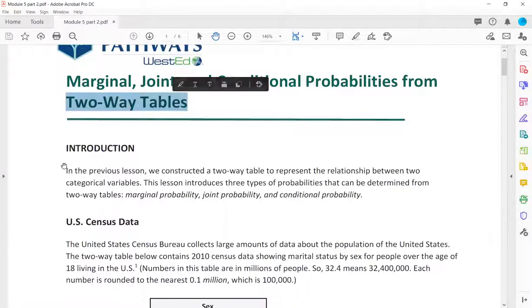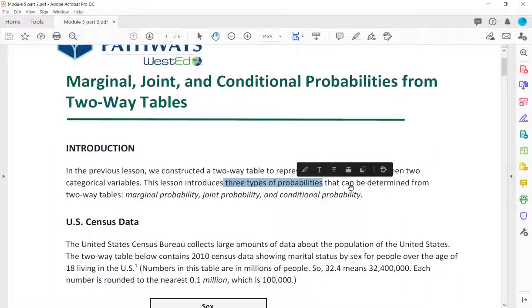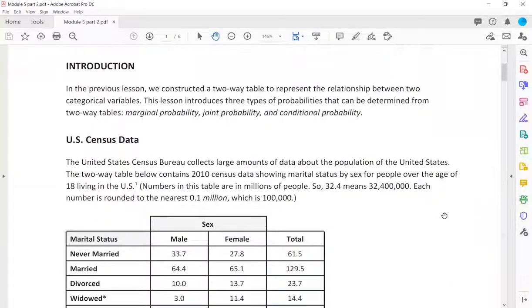Introduction. In the previous lesson, we constructed a two-way table to represent the relationship between two categorical variables. This lesson introduces three types of probabilities that can be determined from two-way tables. One of them is marginal, the other one is joint, and finally we have conditional probability. Let's take a look at one example, then we go over the definitions.